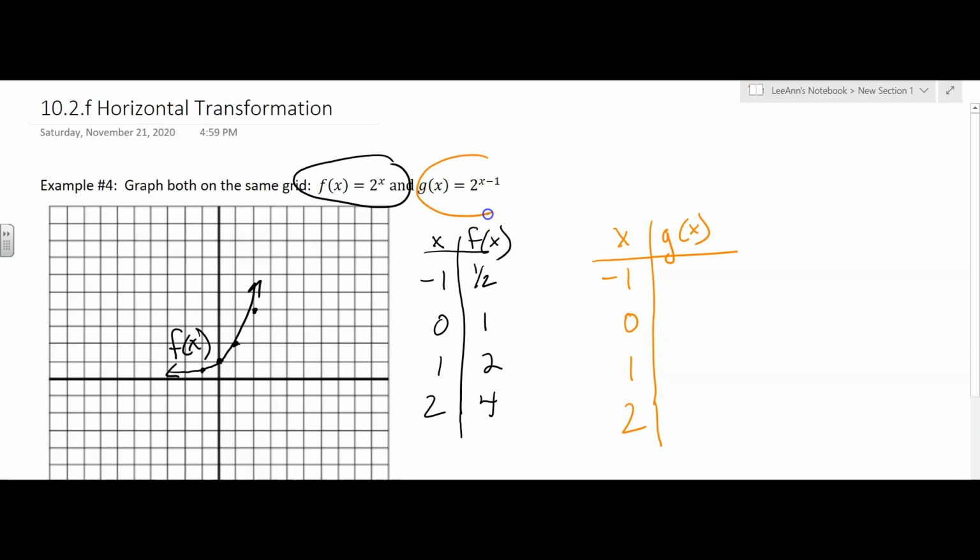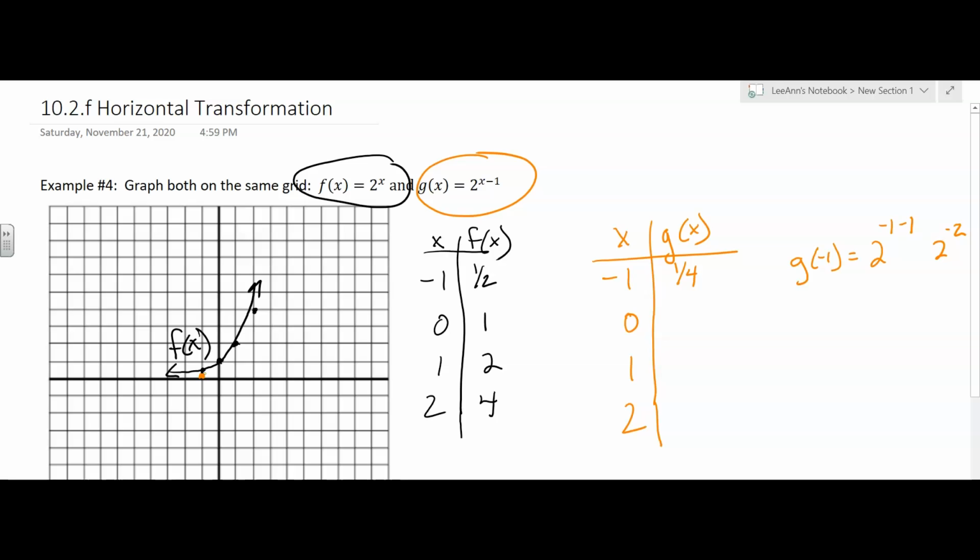Now when we plug it in here to this function, g of -1 is going to equal 2 to the -1 minus 1. So do you see how they're both in the exponent? So that's going to be 2 to the -2, which is going to be 1/4. Okay, so -1, but only 1/4, it's going to be like right under there.